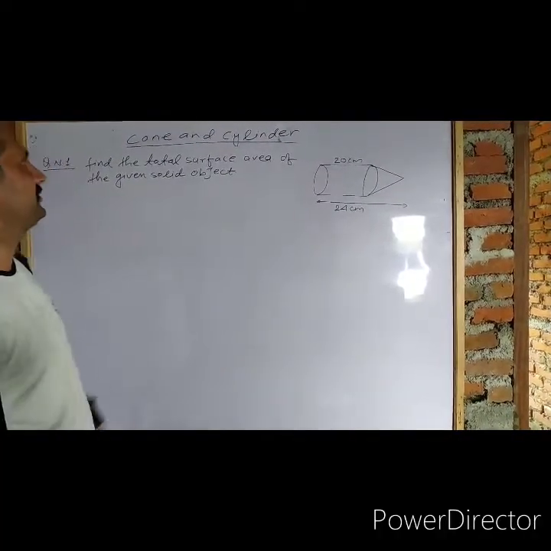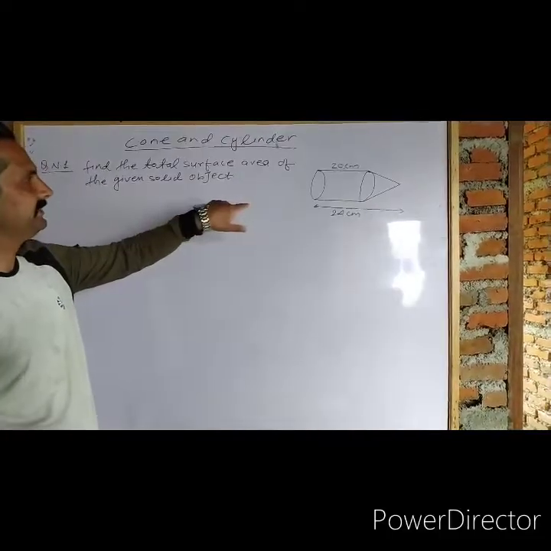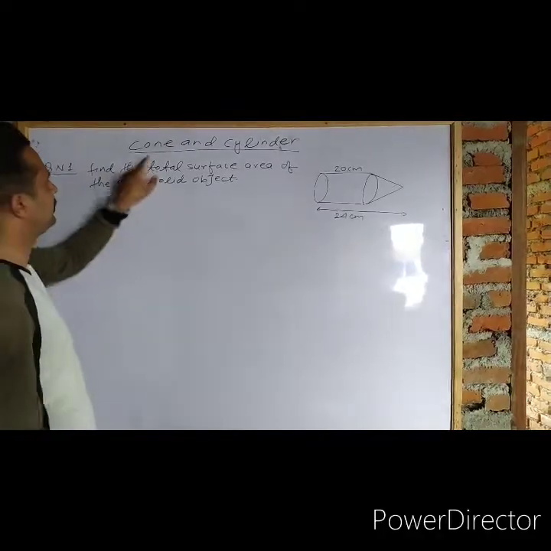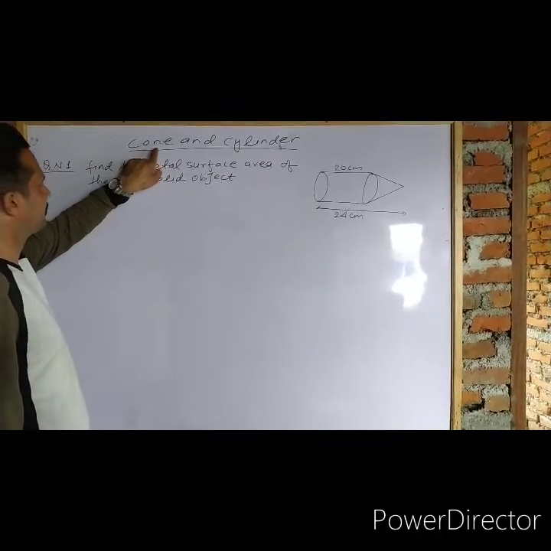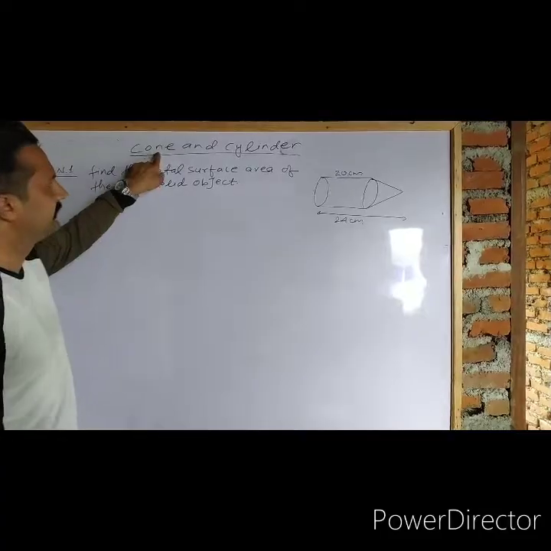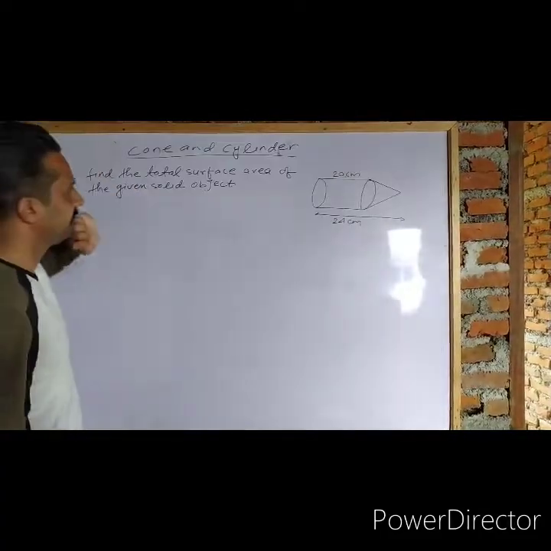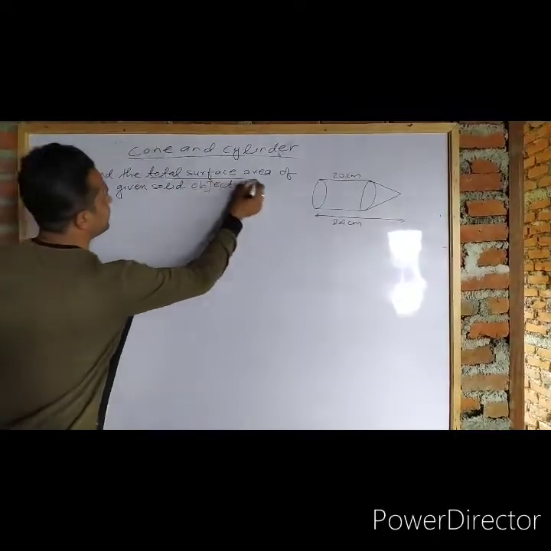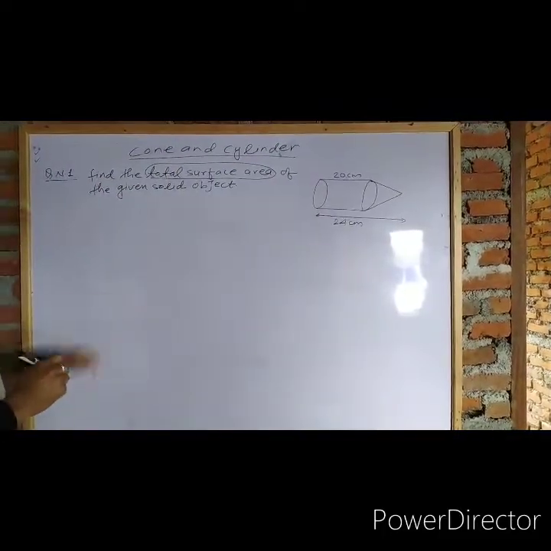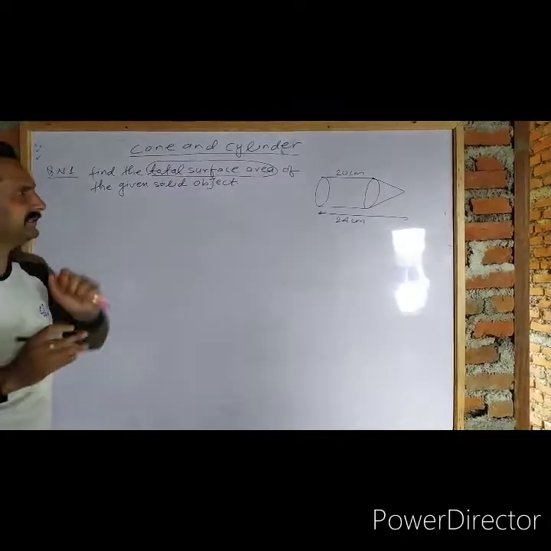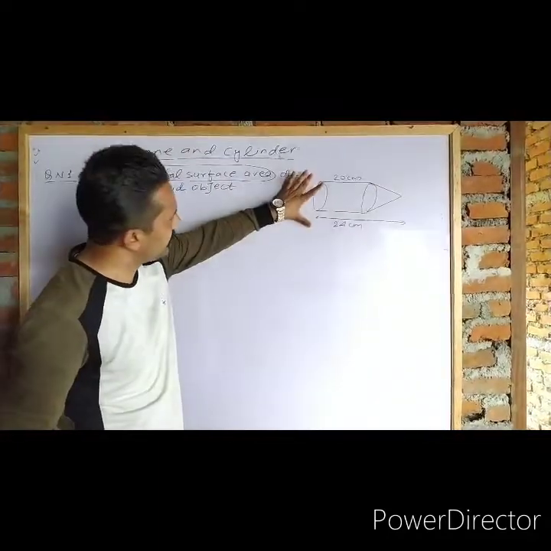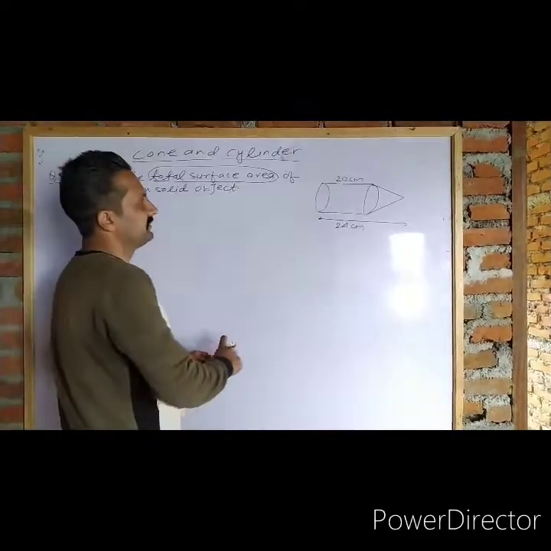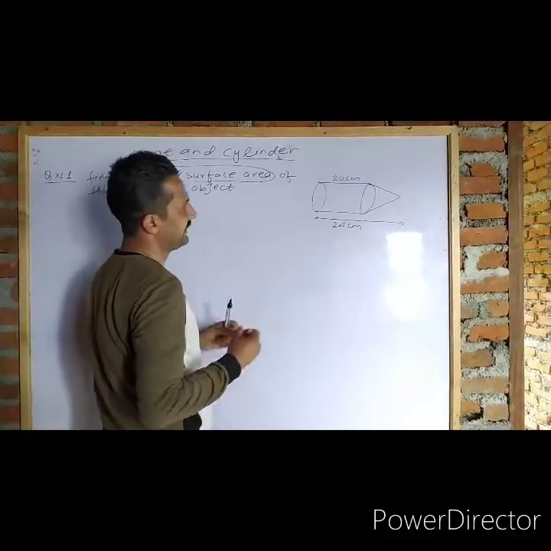Today we are going to discuss the problem related to cone and cylinder. Before we start this question, we should be familiar with the formulas of cone and cylinder. In this question, I have to find the total surface area of the given solid object. This solid object is made by two things, that are cone and cylinder.